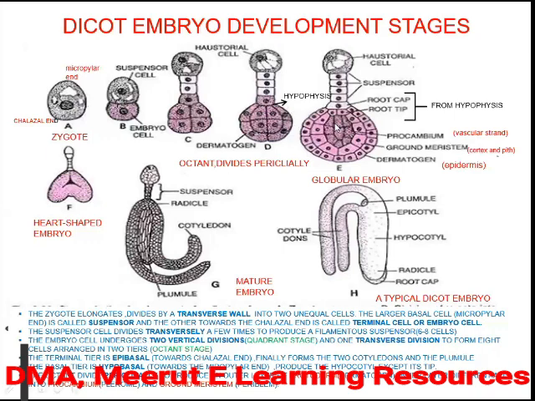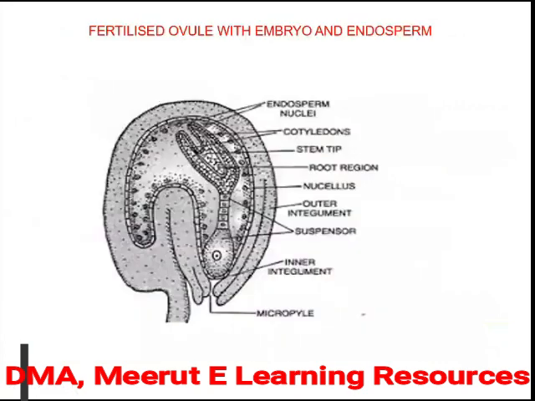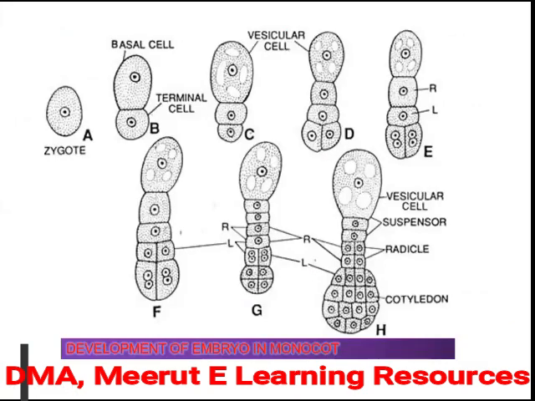Now here you can see the development of the embryo in monocots. Here you can see the difference between dicot embryo and monocot embryo. All the stages are the same, except that here you can't see the heart-shaped embryo, because monocot has only one cotyledon, so the heart-shaped embryo is not seen. Here you can see proembryo, globular embryo, mature embryo, but no heart-shaped embryo. Number one difference.